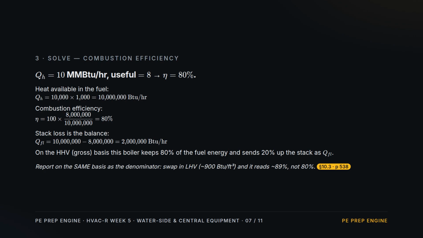Solve Part 1. Combustion efficiency. The heat available in the fuel is the rate times the higher heating value. Efficiency is the useful heat over that, which comes out to 80%. Stack loss is the balance. 20% of the fuel energy goes up the chimney. Note the basis. Had we used the lower heating value in the denominator, the same boiler would read about 89%. Report efficiency on the same basis as the heating value you used.